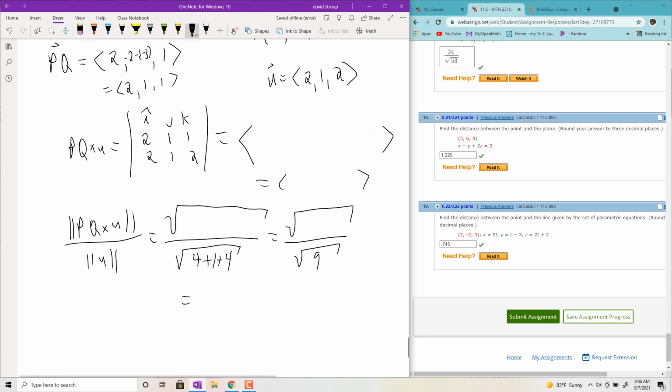And so 2 minus 1, 2 minus 1, and then cover up the middle guy, it's negative 4 minus 2, and then the last guy, 2 minus 2, it's just 0. So that's going to be 1, negative 2, 0, so that's going to be 1 plus 4. So square root 5 over square root 9. So square root 5 divided by 3 gives me, that's right, 0.745.